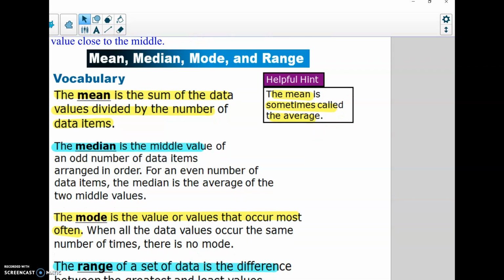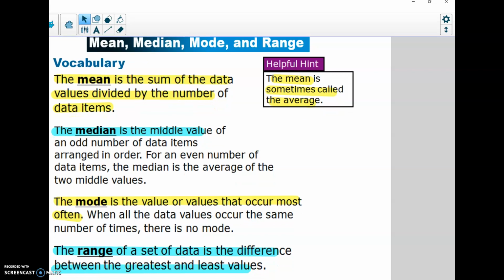The mode is the number that shows up the most. The range is the difference between the greatest and least values. So you'll subtract.